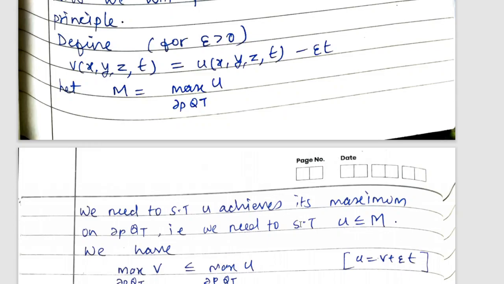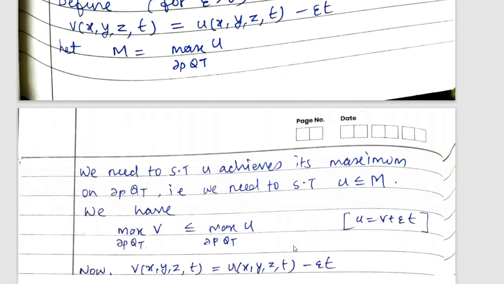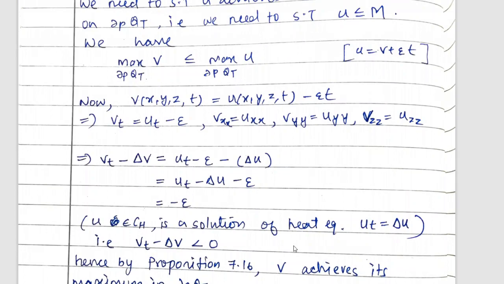That is, we have to show that U is less than or equal to M. That is, the values of U at all other points are less than or equal to M, where M is the value achieved on the parabolic boundary. Now, we have U equal to V plus epsilon t. So the maximum of V on the parabolic boundary is less than or equal to the maximum of U on the parabolic boundary, because U equals V plus epsilon t.